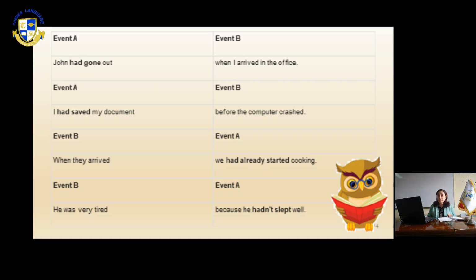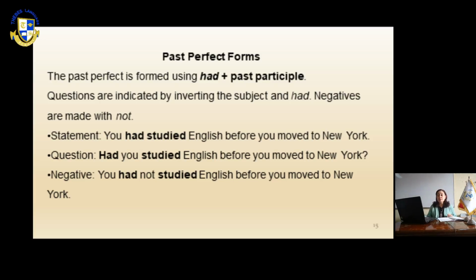Slide 15. Past perfect forms. The past perfect is formed using had plus past participle of the verb. Questions are indicated by inverting the subject and had. Negatives are made with not. Statements like you had studied, had plus past participle here. Questions, we have to begin with had. Had you studied English before you moved to New York? Negative, we just add not beside had. You hadn't studied English before.